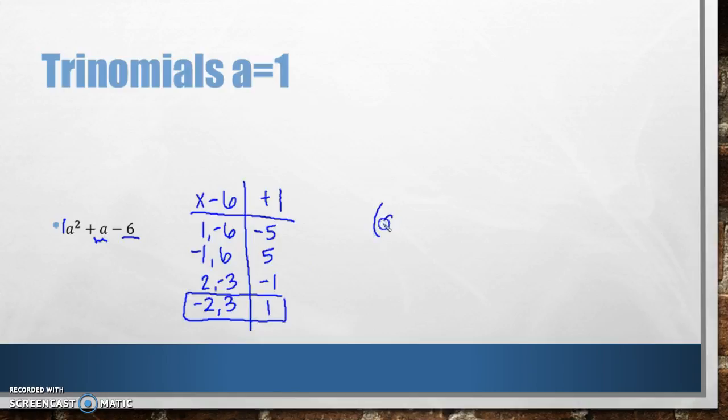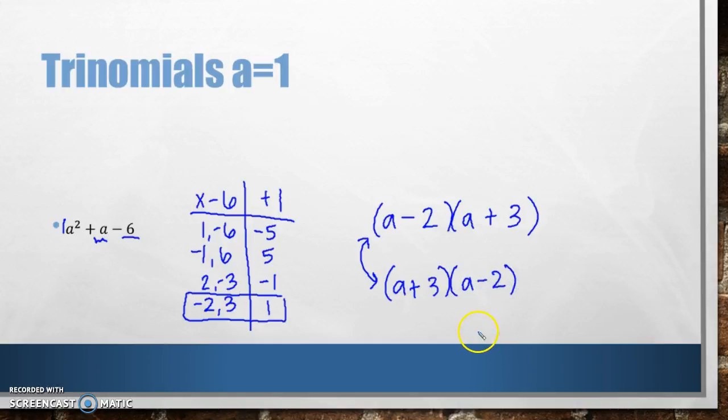Then I'm going to fill in with my a's first, and then just put in my factors. So I have a negative 2 and a positive 3. Remember, the order of your parentheses doesn't matter. This is the same thing as if I were to put the 3 first, so a plus 3 and a minus 2. That order doesn't matter.